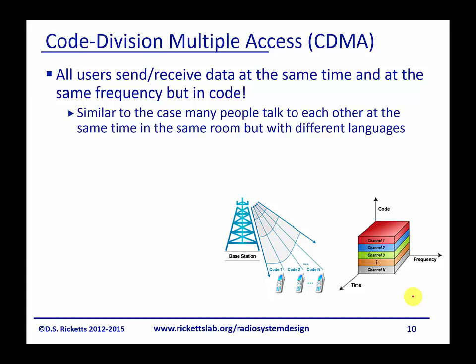And the concept of CDMA is that all the users are sending and receiving data at the same time and at the same frequency, but it's in code. And so people can talk to one another. An example would be if people were talking in different languages. If you were in a room with other people and you spoke English and French and someone was speaking French, you could understand them, but if somebody was speaking German, you would probably just ignore them. And so in time and in frequency, we're basically stacking all of the users on top of one another. And I'll show you next how exactly they're able to do this and what we mean by a code.